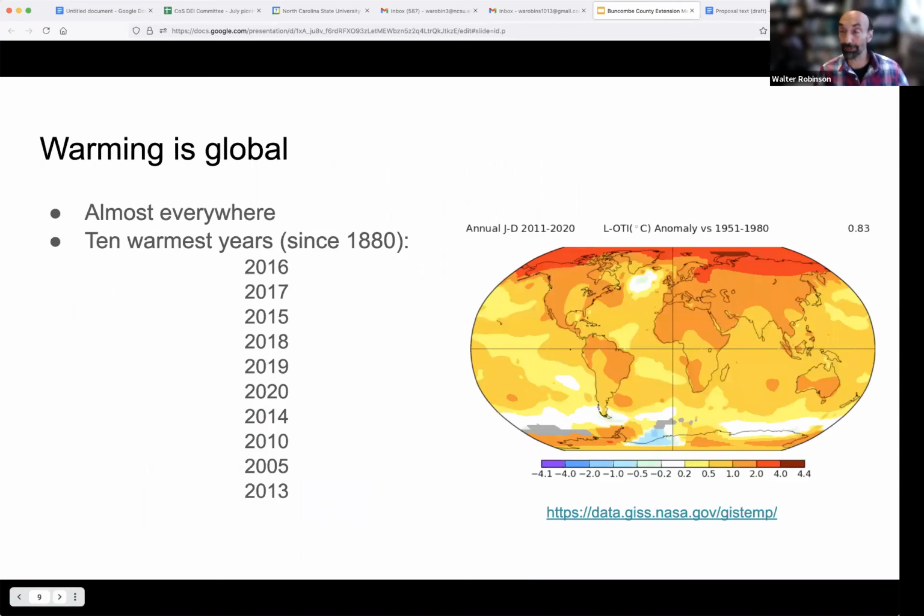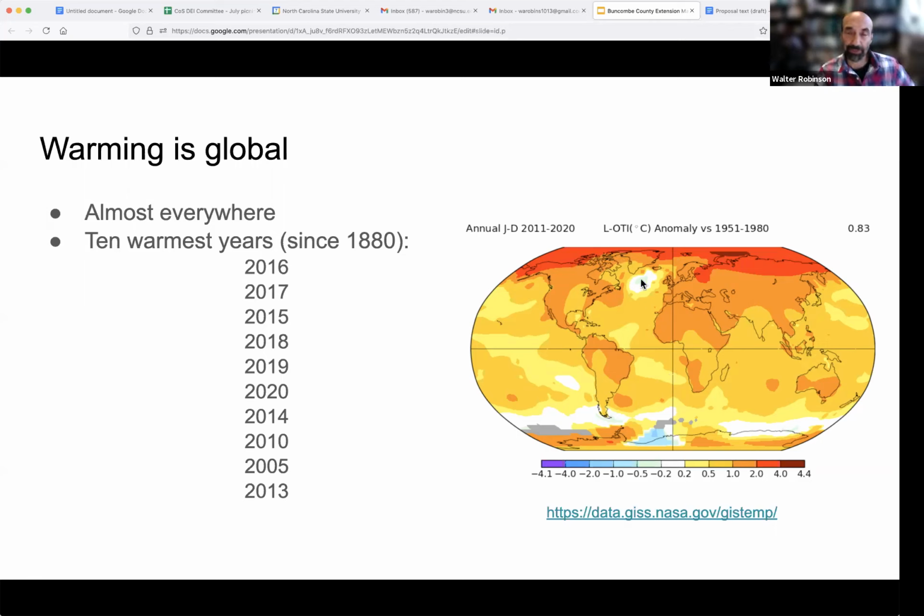So the warming is global. This is a map, again in degrees Celsius from the NASA folks, comparing the temperature of the last decade with a mid to latter part of the 20th century 30-year average. Climatologists like 30-year averages. Warmer colors are hotter, and almost everywhere on the Earth is warmer. The warming has been strongest in the high latitudes in the Northern Hemisphere. And that's an interesting issue in itself. But it's warmed almost everywhere.